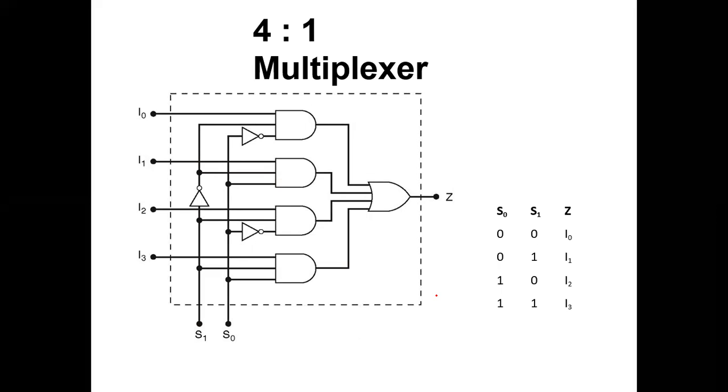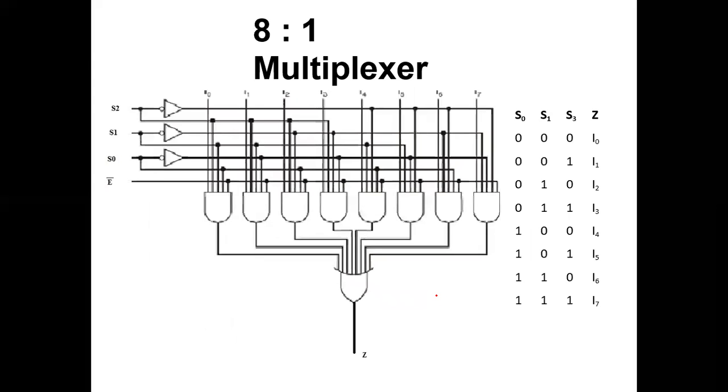Same as 4 is to 1. Here, if the select lines are 0, 0, the output will be I0. 0, 1 means I1. 1, 0 means I2. 1, 1 means I3. Then 8 is to 1, same concept. That is used for all the multiplexers. For every combination of select lines, there will be some input connected with the output. This is like a switch.